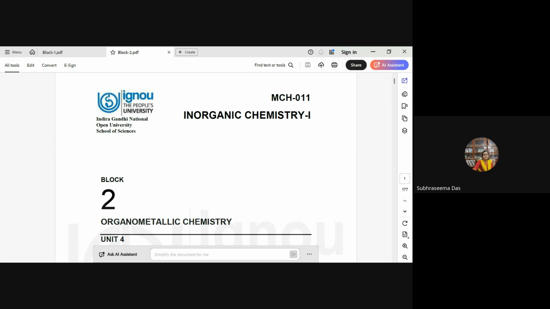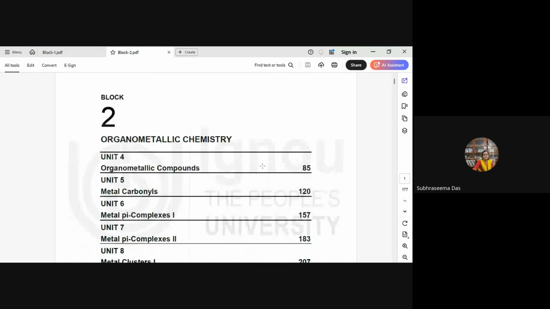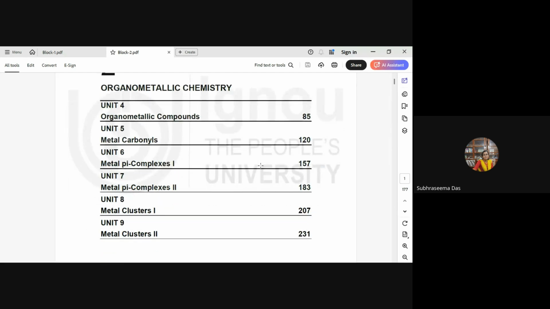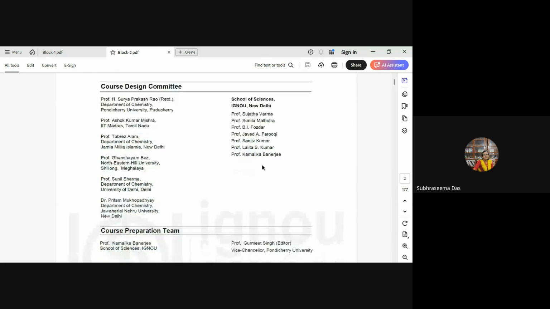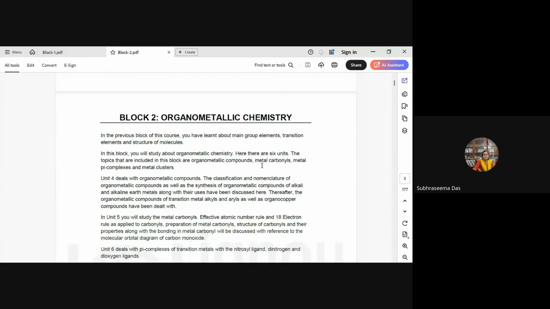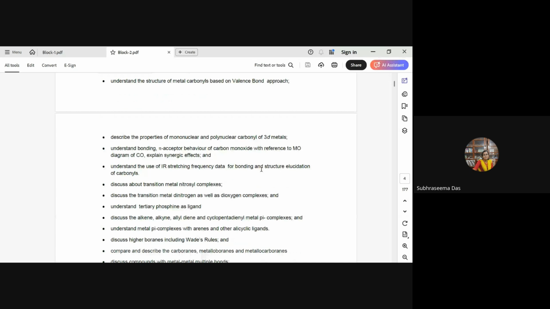Now we'll start with block 2. This block 2 is mostly about organometallic chemistry. The organometallic chemistry will first have an introduction to different types of organometallic compounds, followed by the metal carbonyls, then metal pi complexes, and the different types of clusters. In this unit, we will first begin with the introduction to organometallic compounds.